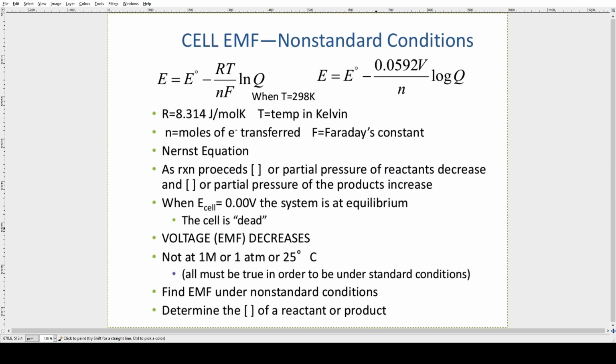Equations again. We have a new equation, woo, and it's the Nernst equation. That's a fun word to say. Nernst.